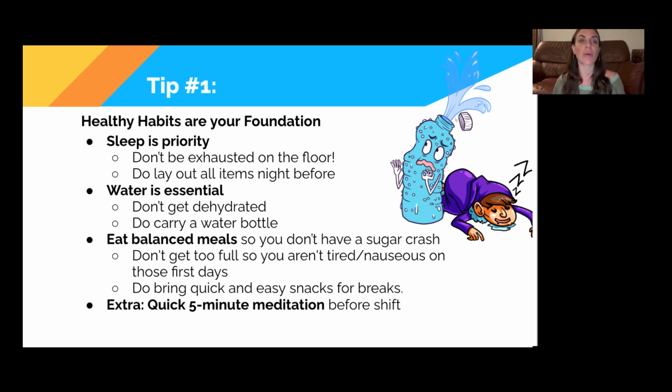So tip number one, healthy habits are your foundation. I know this is kind of obvious, you would think, but it's really important that you lay these foundations out, because if you don't have the proper foundations going into your clinicals, you are just going to be completely blindsided the entire time. So it's really important that you focus on maintaining a proper routine, a proper foundation, so that you can go in and be very level-headed.